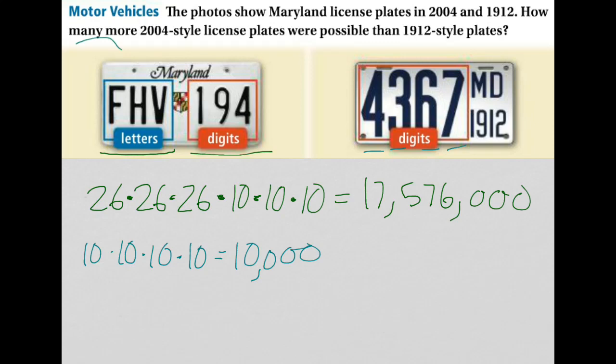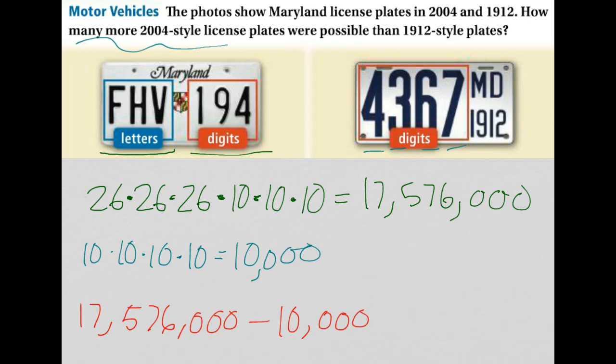So to answer the question, how many more, we need to take the difference, and we need to take 17,576,000, that number being the total number of possible plates in 2004, and subtract the total possible plates in 1912 to figure out how many more there are in 2004. Do that, and you should get 17,566,000 more possibilities in 2004 than existed in 1912. Woo!